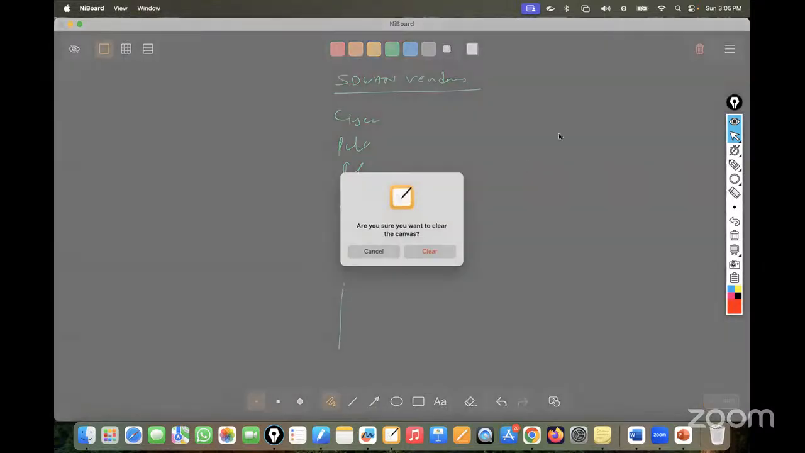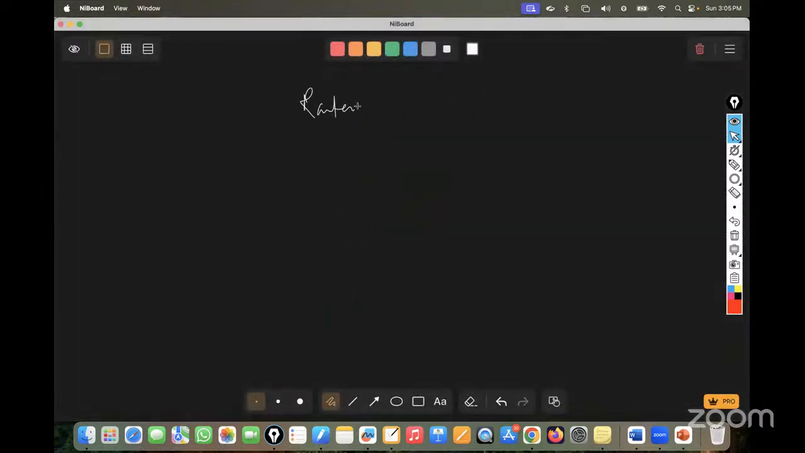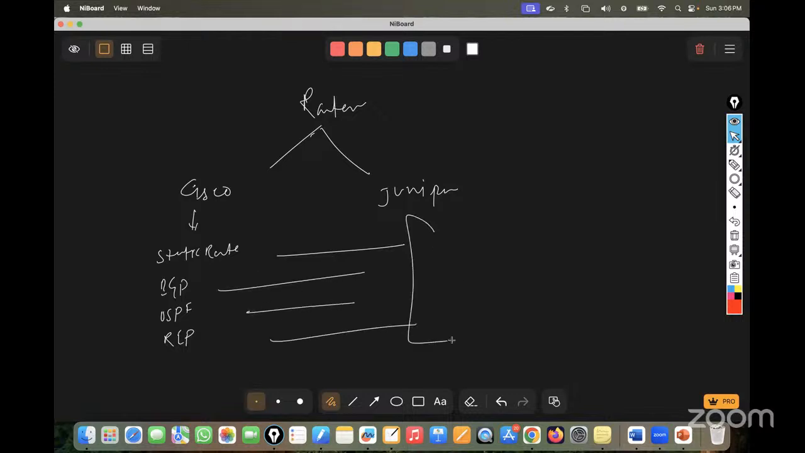So I'll give you a simple answer. If I talk about routers, which are the two major vendors we have? Cisco and Juniper. These are two router vendors. Each router can run static routes, BGP, OSPF, RIP, and can do all these things. But what's the difference you're going to get? The CLI, the command line. The way of doing the configuration is going to be different between Cisco and Juniper. A Juniper engineer has difficulty working on Cisco, and a Cisco engineer has difficulty working on Juniper, but their concepts remain the same. The protocols are the same and work exactly the same.